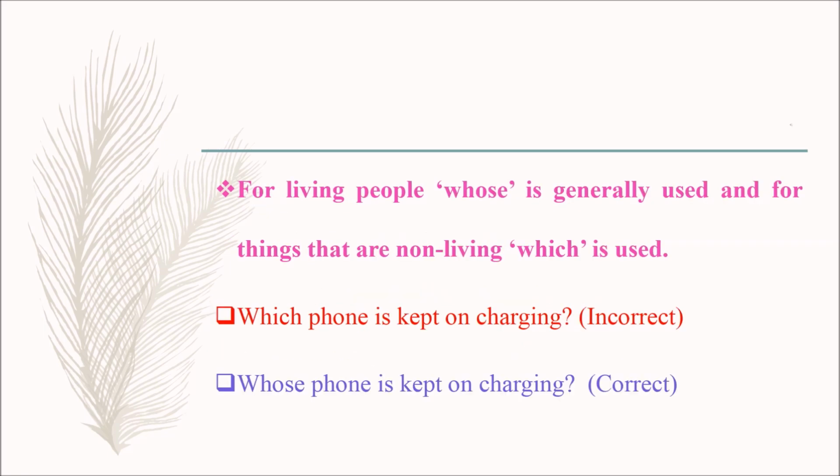The next rule is that for living people, whose is generally used, and for things that are non-living, which is used. Let's see the first sentence. Which phone is kept on charging? Is that a correct sentence? No. The correct sentence is: whose phone is kept on charging.